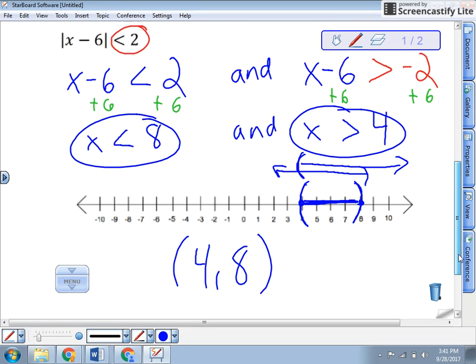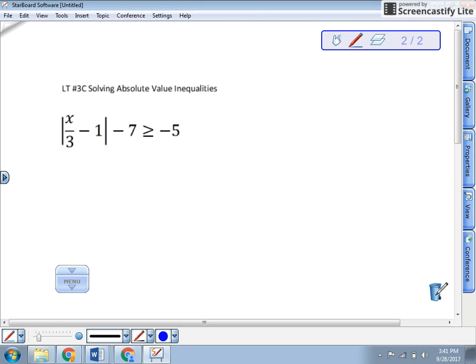All right, let's take a look at one more example. This time we have a greater than or equal to.